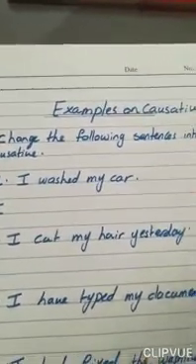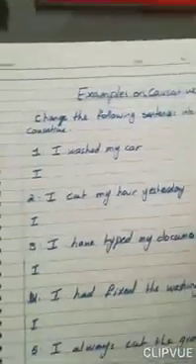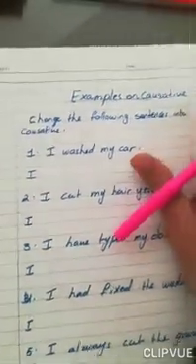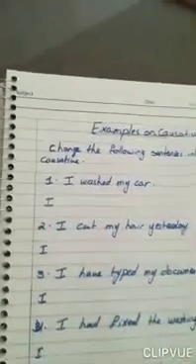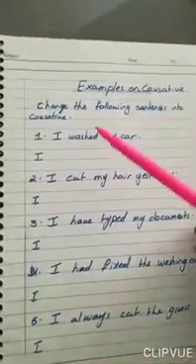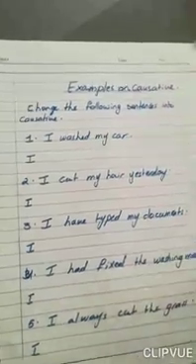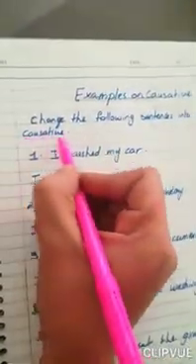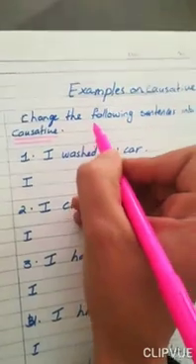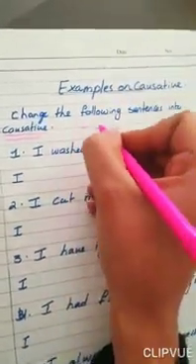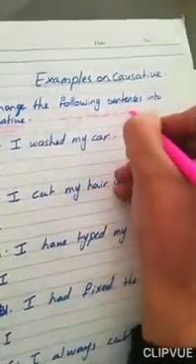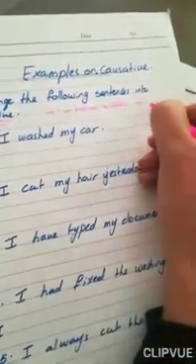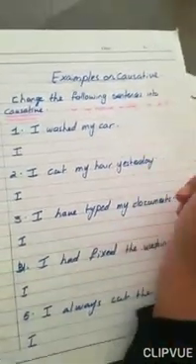Today we're going to continue with the causative. I have written for you extra examples on causative. These examples will help you to understand the grammatical structure in an easy way. The question says change the following sentences into causative. Remember, when you see the word causative, we're talking about subject plus have plus the object plus the past participle. This is the grammatical structure for the causative.